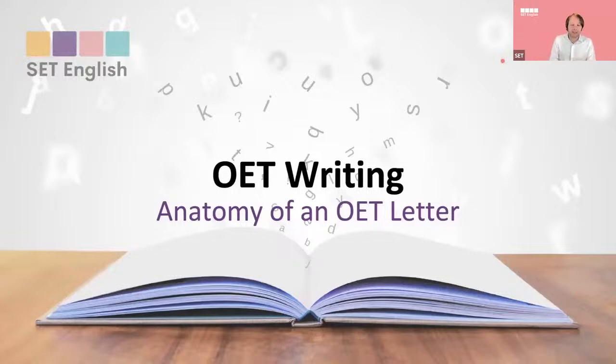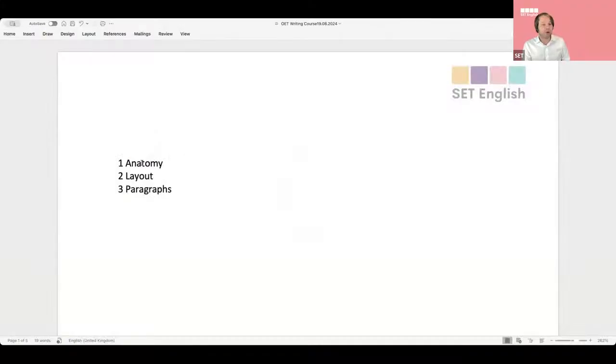Okay, so in this class, this is an OET writing class, and we're going to look at something called the anatomy of an OET letter. I will explain what that means in the class, but the first thing to say is we're actually going to try to do three things today, okay? First, we'll talk about the anatomy of an OET letter. Then we're going to talk about layout of a letter. And then we're going to talk about paragraphs in your letter. Okay, so this is what we're trying to focus on today.